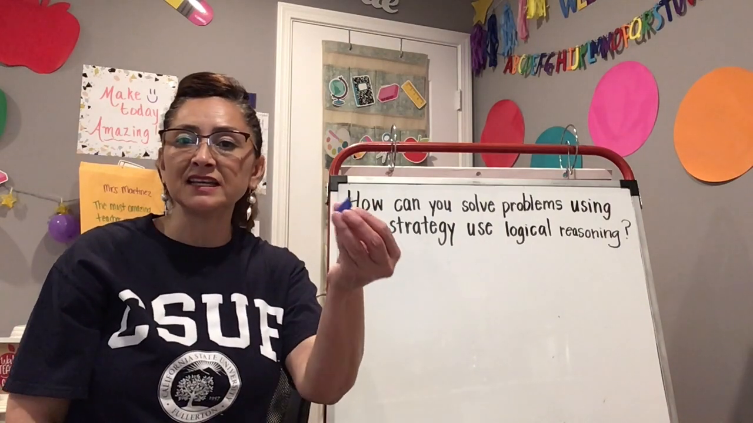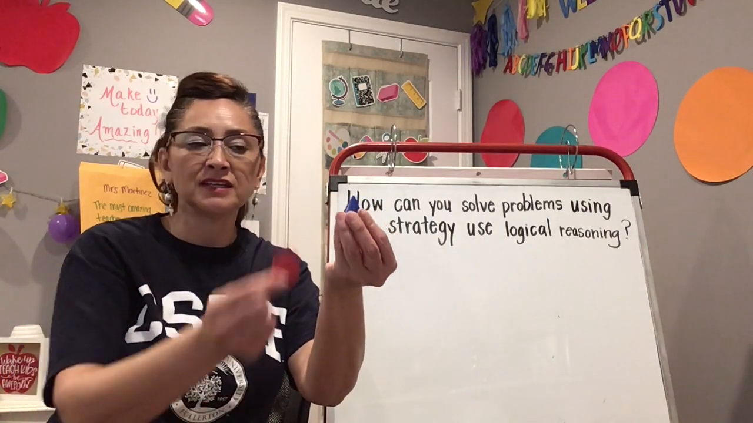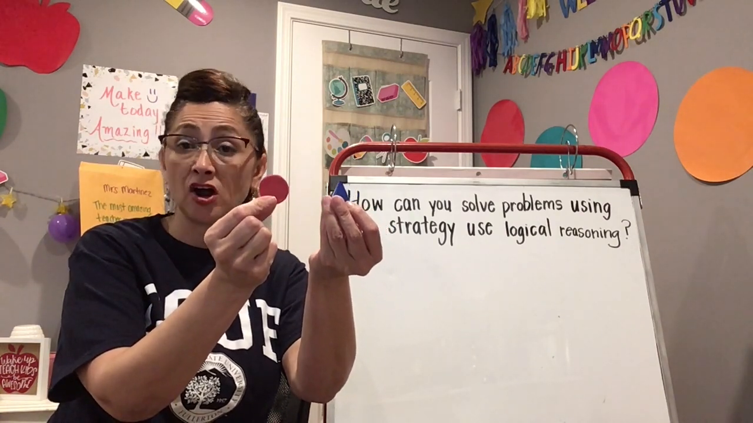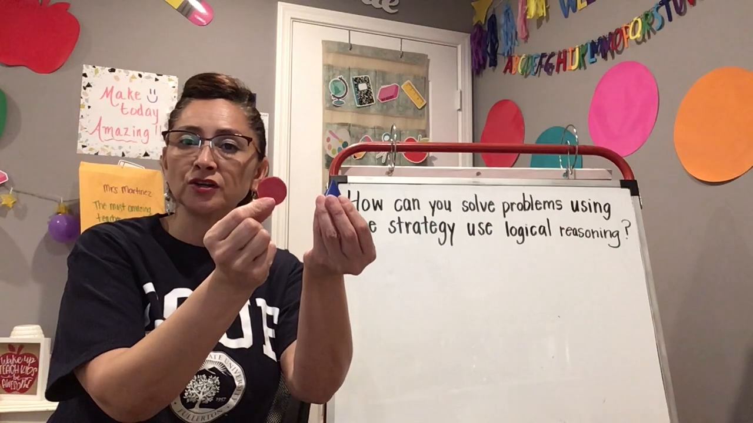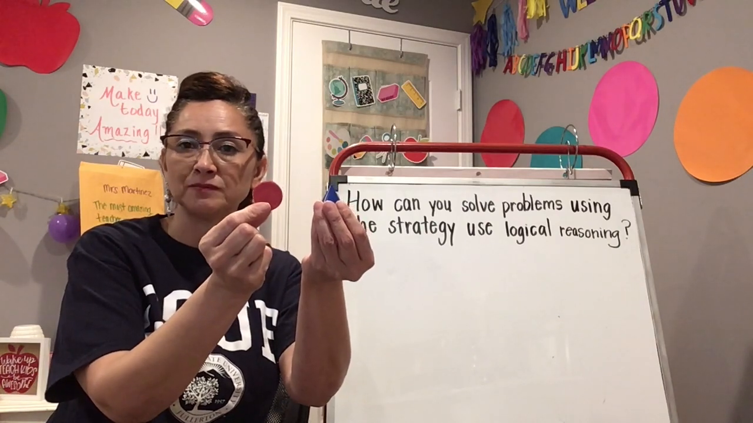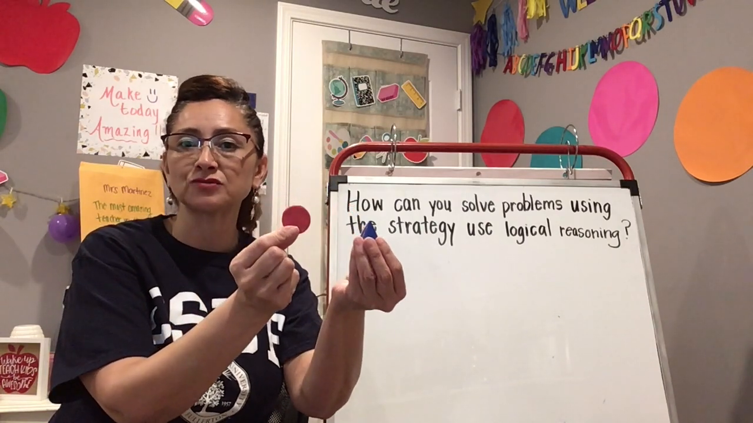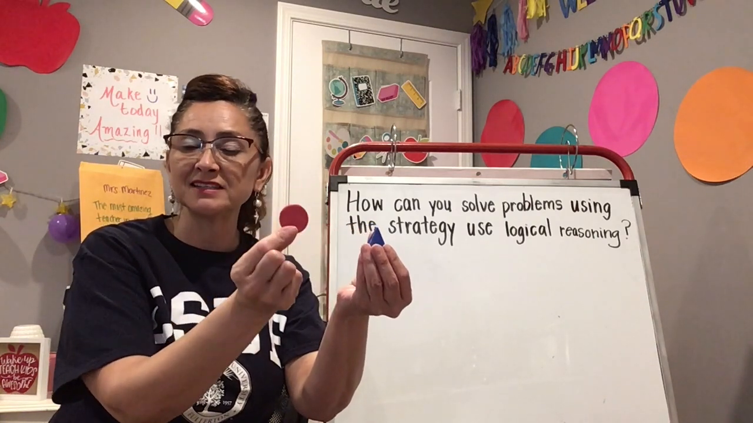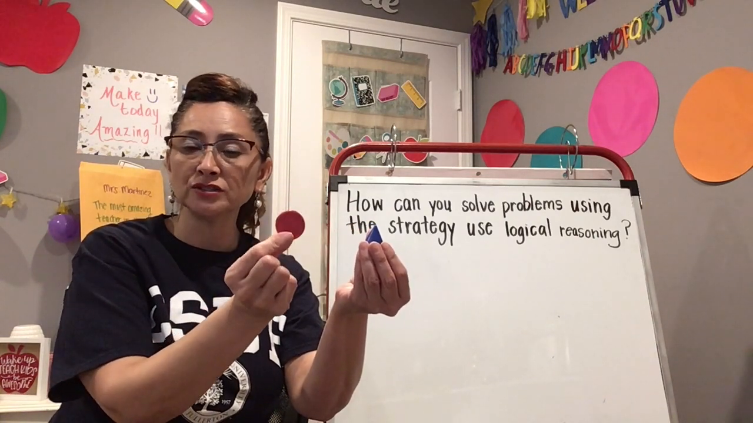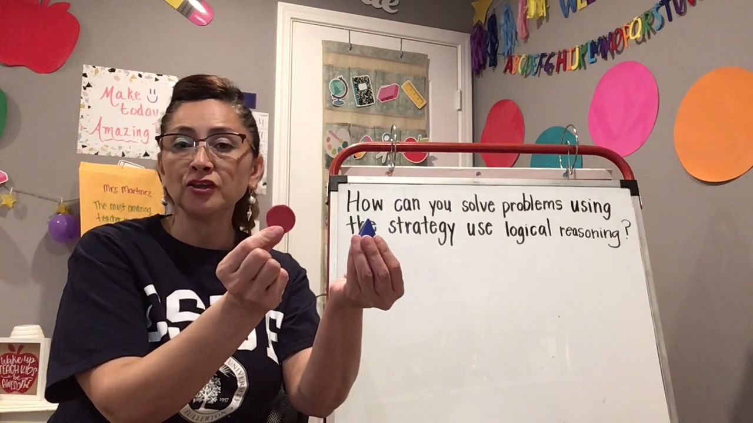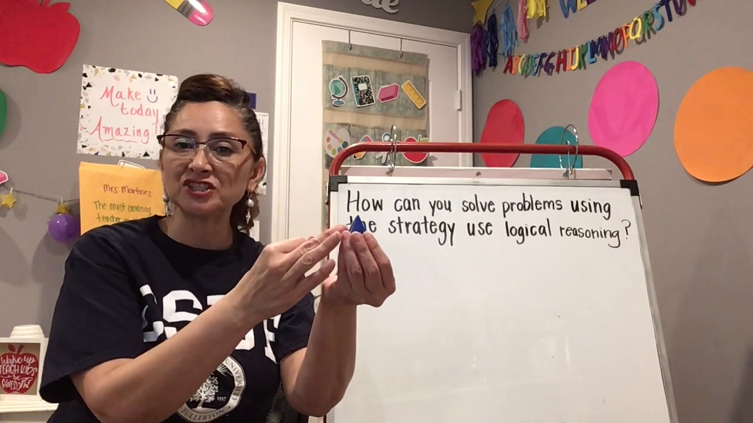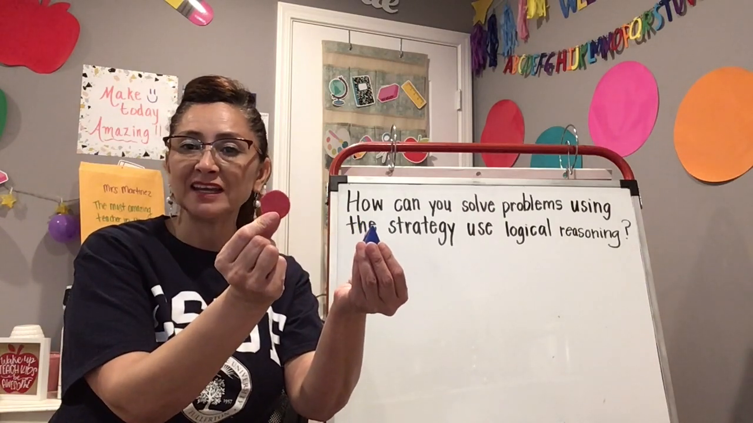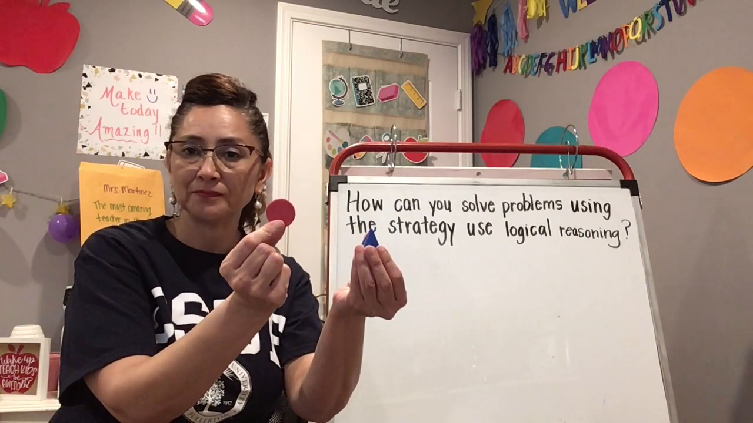Now, is this shape the same as this shape? You're right. They are different. What do you know is different about these shapes? Yes, that's right. This is a three-dimensional shape and this is a two-dimensional shape. You also know that this shape is a solid shape and this shape is a flat shape.